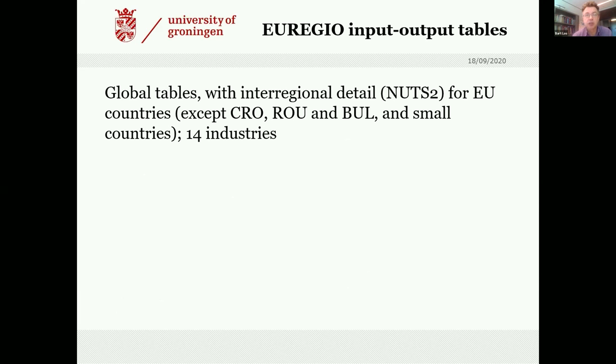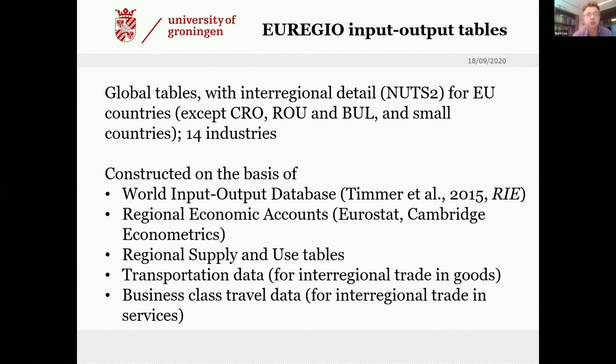One of the downsides of these tables for many applications is that there are only 14 industries distinguished, so that's a much lower level of detail than in, let's say, national input-output tables as produced by national statistical institutes. But for this specific application, this is not an issue, fortunately.